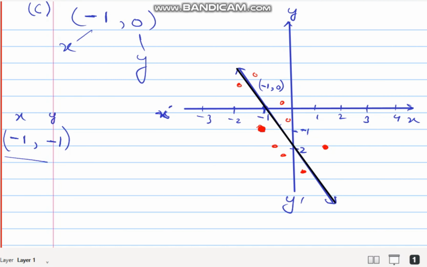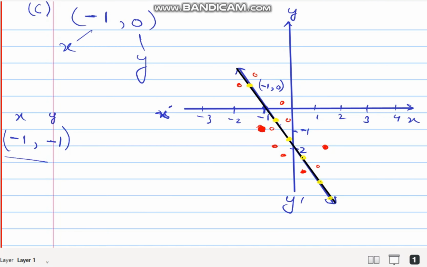All these points do not lie on the line. So the question is: which points lie on the line? I will tell you, dear student, that this point lies on the line, this point lies on the line, this point, this point, this point.